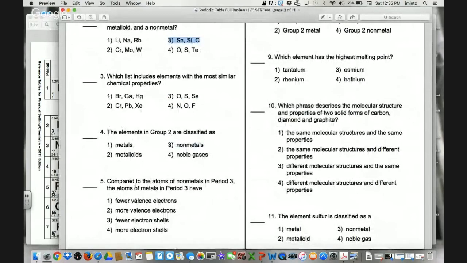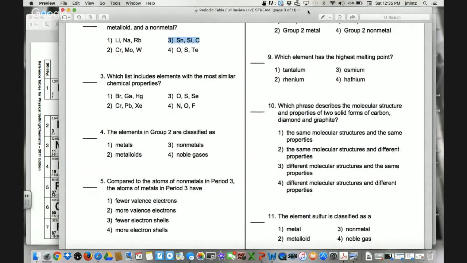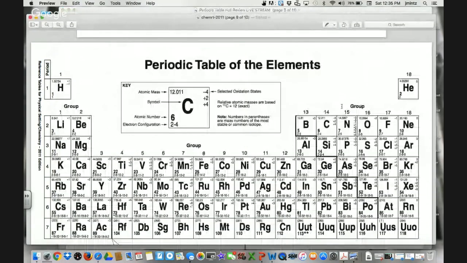Number 3, which list includes elements with the most similar chemical properties? We talked about in the review that the most similar chemical properties are found in the same group. So you would just look at your reference and see which ones are in the same column. All right, so let's look at choice 1. Bromine is here. And let's see if Ga is in the same group. It is not, so we can get rid of that one.